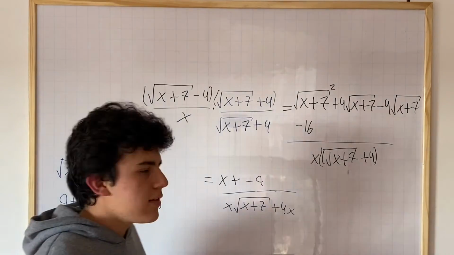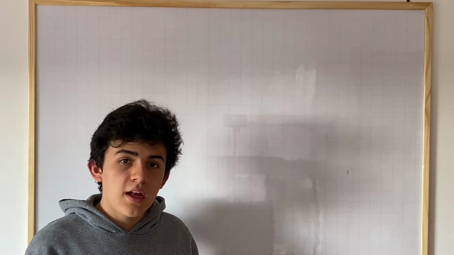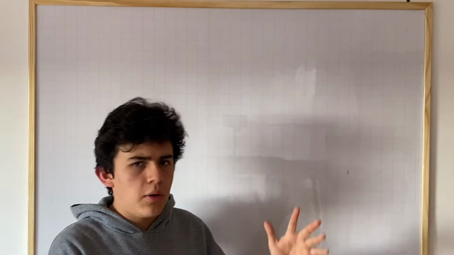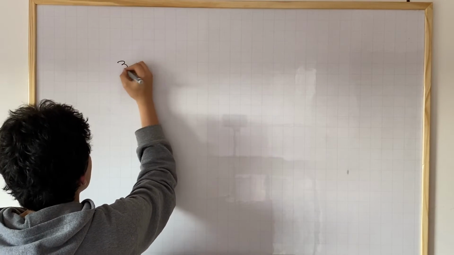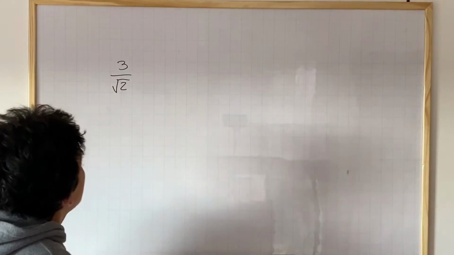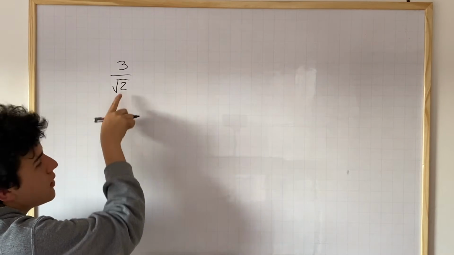So I hope you guys understood this. So before we get into the limits problems in our following video, let's do some more problems about rationalizing. So let's say we have the expression 3 over square root of 2. Now in this case, we're not rationalizing the numerator, but rather the denominator.